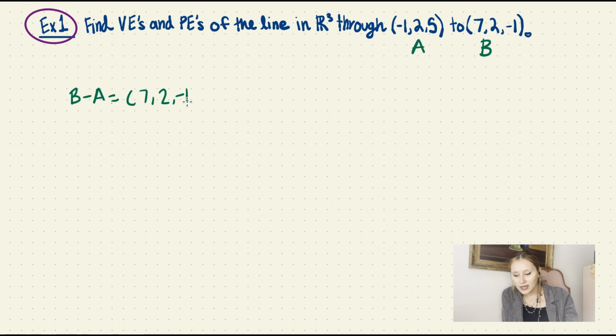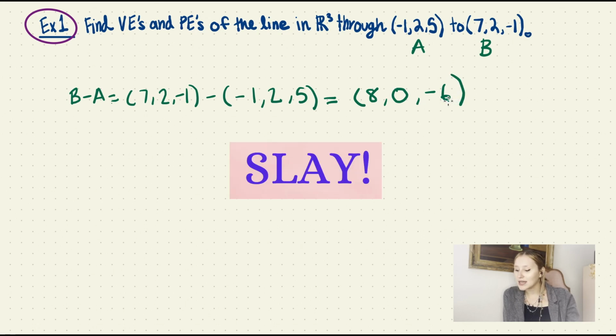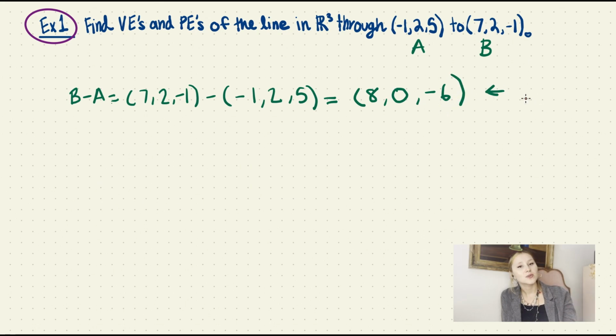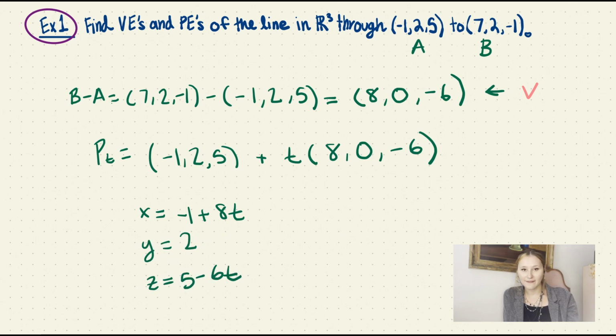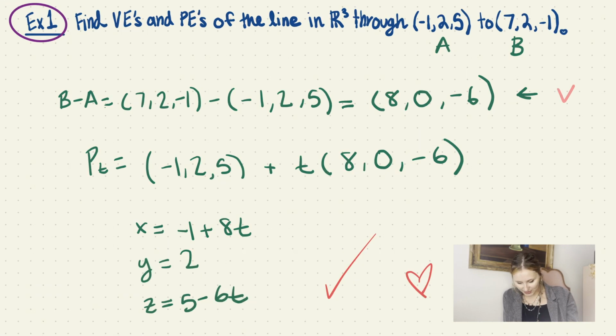Okay, so let's find the directional vector. That should be easy here. So we're just going to subtract b minus a, and we get 8, 0, -6. And because we subtracted b minus a, we're going to start at the a as the initial point. So we already have that. We have -1, 2, 5 plus t times the directional vector that we just found. And that is the vector equation. It's as simple as that.